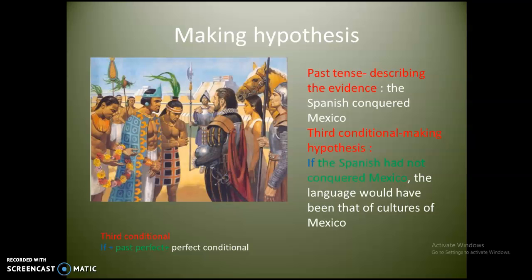Now we're going to make a hypothesis about the Mexican conquest. We have here the evidence. The Spanish conquered Mexico. So now we're going to make a hypothesis using third conditional. We use if plus past perfect: the Spanish had not conquered Mexico, plus perfect conditional: the language would have been that of the cultures of Mexico.